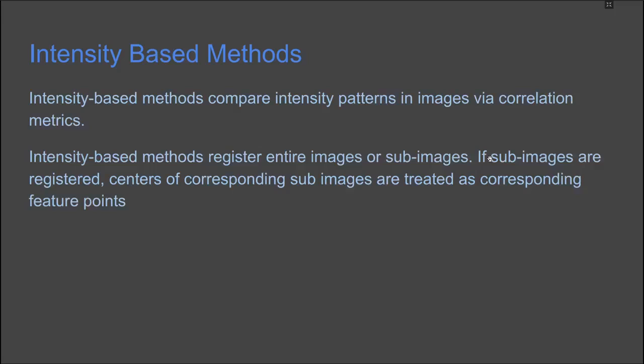Intensity-based methods compare intensity patterns in the images via correlation metrics. Intensity-based methods register entire images or subimages. If subimages are registered, the centers of the corresponding subimages are treated as corresponding feature points.